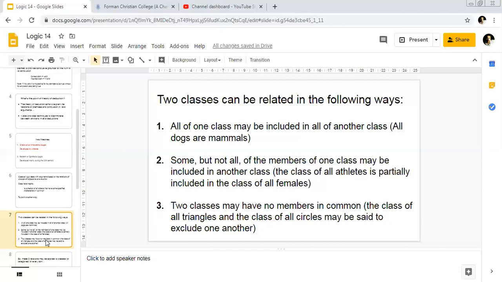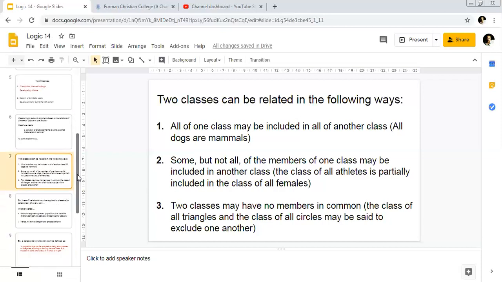And then there's obviously the third, which is the only option left. We say that the two classes may have no members in common. In mathematics, I think we say that it is mutually exclusive, right? So the class of all triangles and the class of all circles may be said to exclude one another. There are no triangles that are circles, right? So these are the three ways of describing these relations between the classes or the sets.